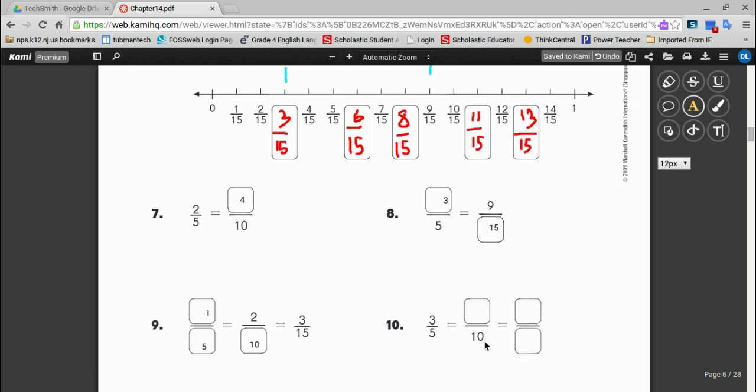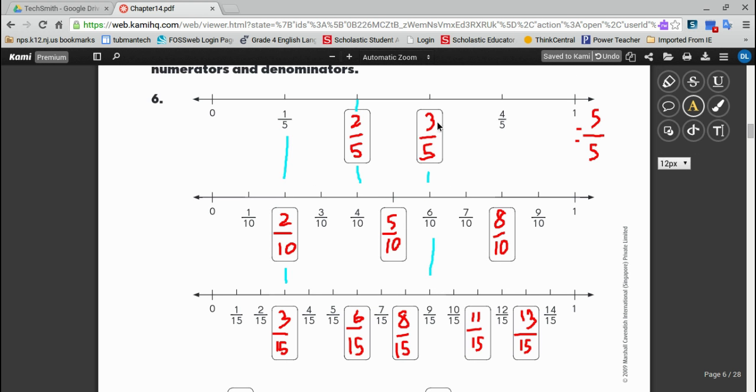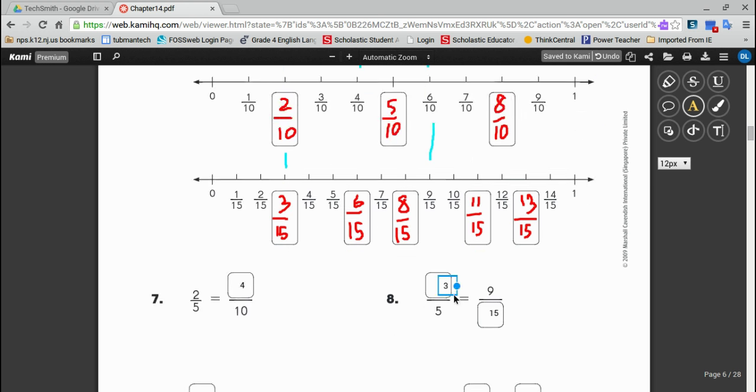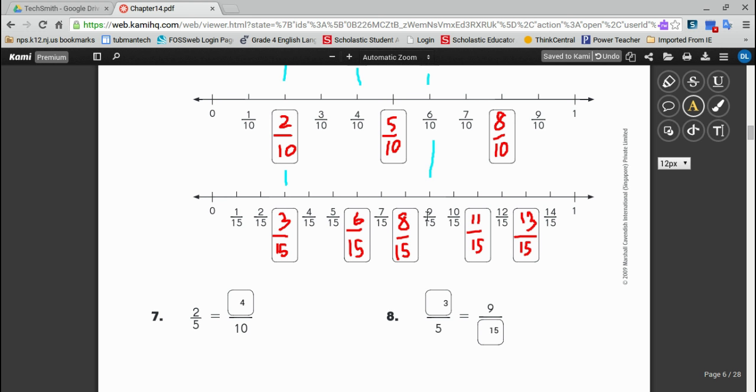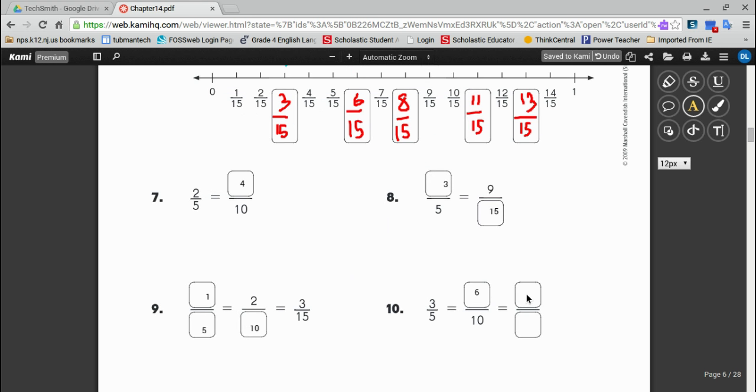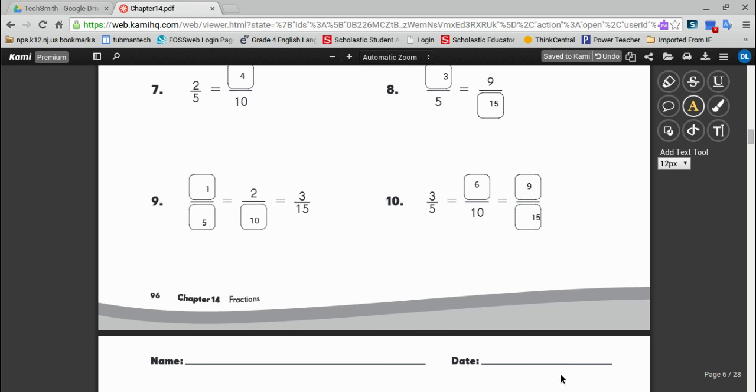Okay, it says 3/5 equals blank over 10. Let's look at 3/5 again. 3/5 is equal to, right straight down, 6 over 10. And 6 over 10 is the same thing as 9 over 15. Okay, and that's page 96.